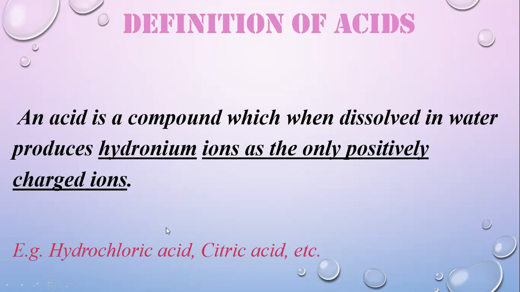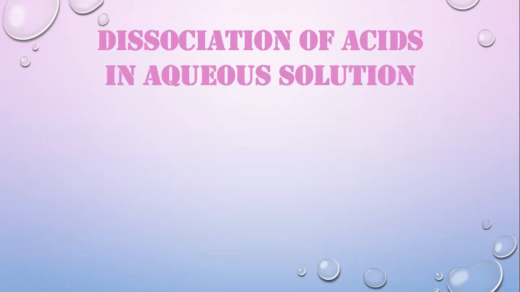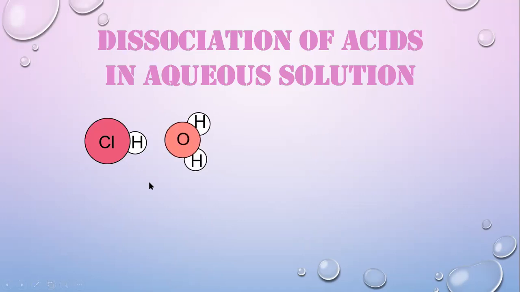Some of the examples of acids are hydrochloric acid, sulfuric acid, nitric acid, citric acid, acetic acid, and so forth. So let's see how dissociation of acids takes place in aqueous solution. Here we have a hydrogen chloride molecule. This hydrogen chloride molecule contains a chlorine atom and a hydrogen atom. We have dissolved this hydrogen chloride molecule in water. Now, when hydrogen chloride molecule is dissolved in water, what happens?